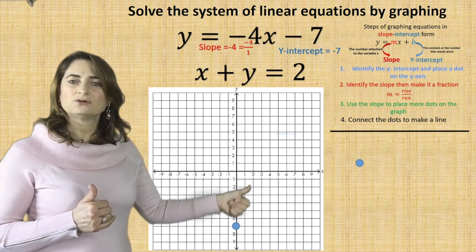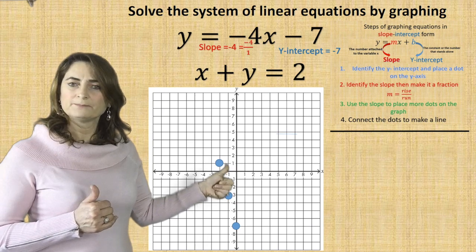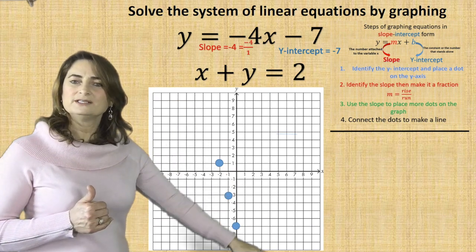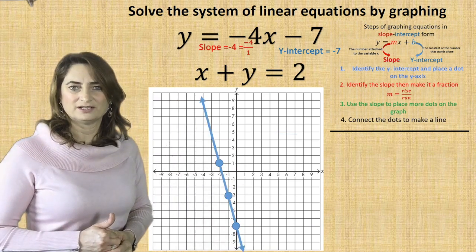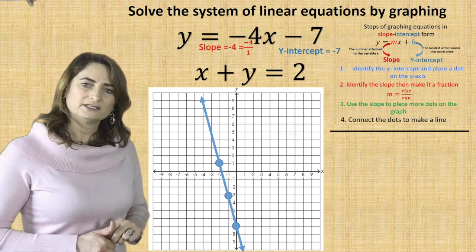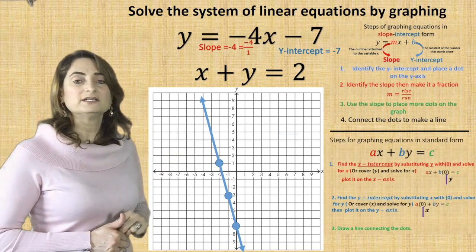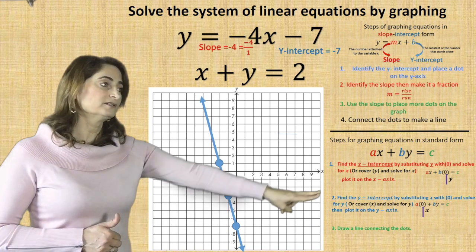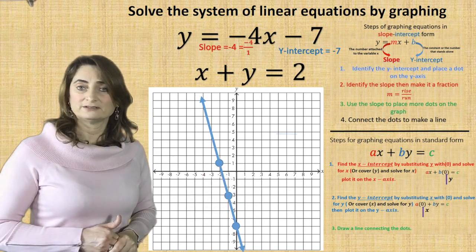Then use it again, go up 4, left 1. Step number 4 is to connect the dots, and here's your line. Now let's graph the second equation. The second equation is written in standard form. Here are the steps for graphing standard form.